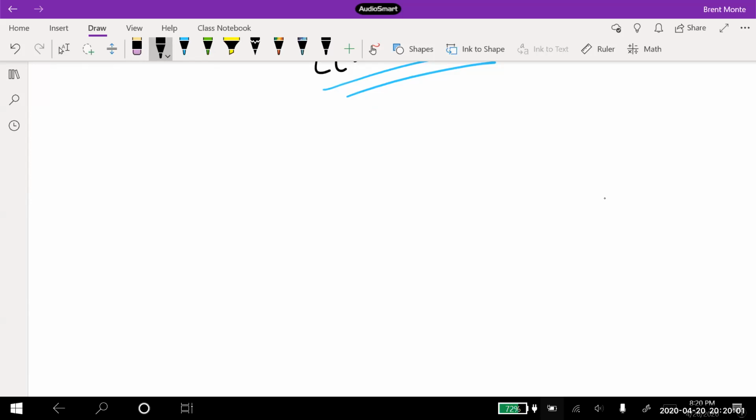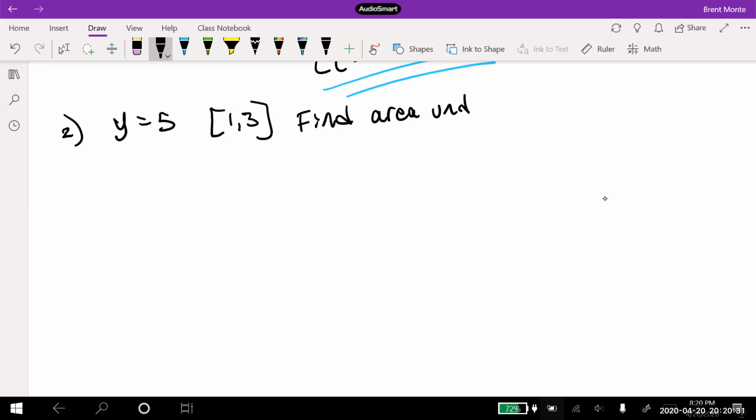I'm going to do some problems out of the book. Again, it's problem number 2 in the book, but if you have a different edition of the book, it might not be number 2. So they give us the function y equals 5. And then the question says, find the area under the given curve over the indicated interval. And the interval they give us is 1 to 3. So the instructions are find the area under the curve over the indicated interval.